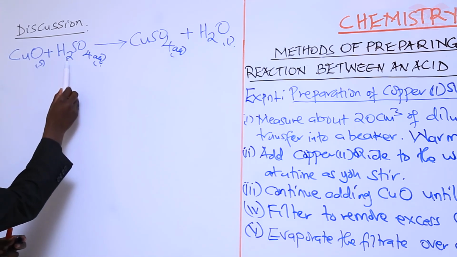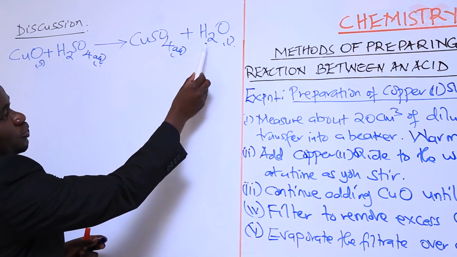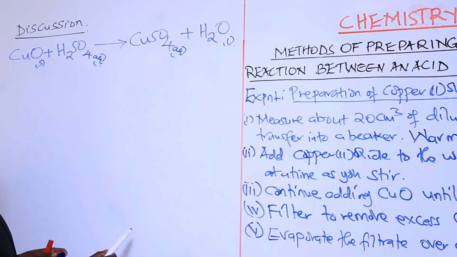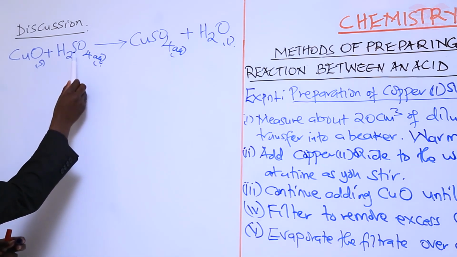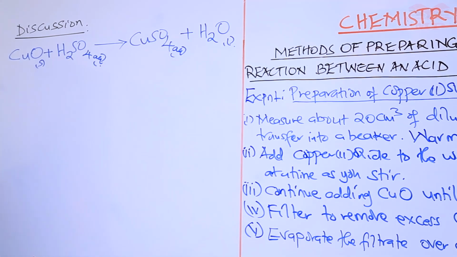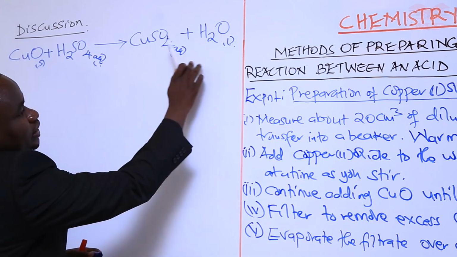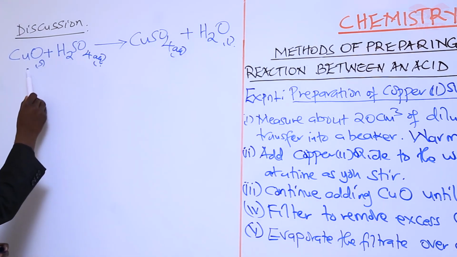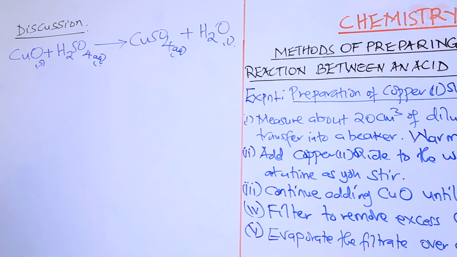Next, you check hydrogen atoms. These are 2 on the left. We also have 2 on the right. That means hydrogen atoms are balanced. Now you come to sulfur. This is 1 atom, this is also 1. So it means the whole equation is balanced. This equation is as a result of the reaction between a metal oxide, which is copper oxide, and sulfuric acid. That will give you copper sulfate and water.